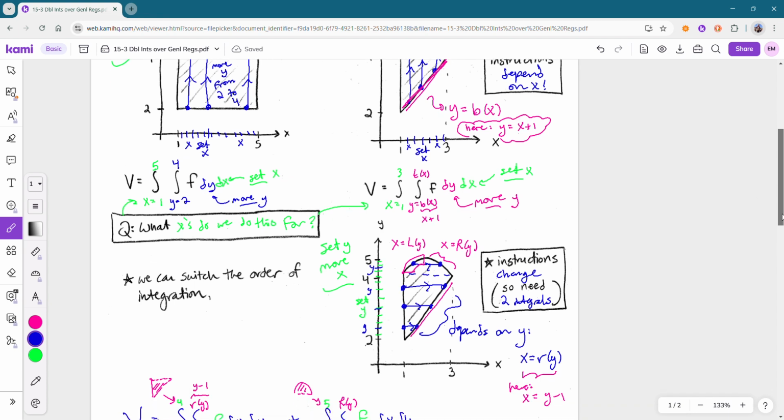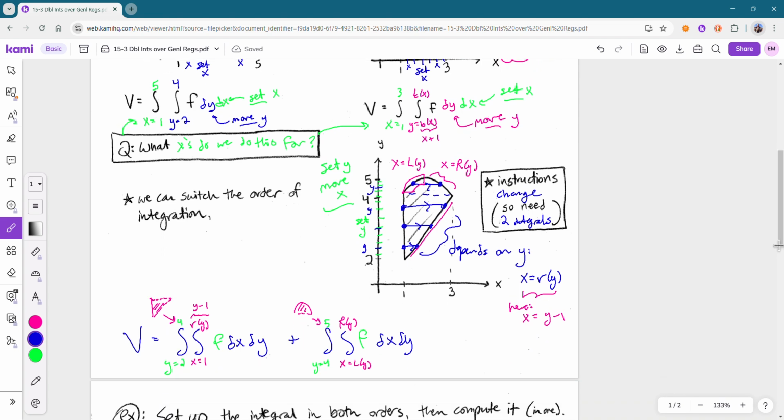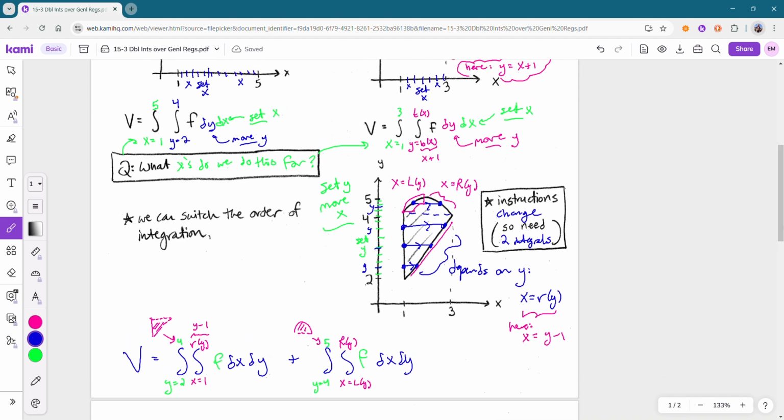And just like we saw here, we can definitely switch the order of integration, but things can change. In particular, the limits of integration change from what they were, and even the number of integrals. They at least can change. They don't have to, but they can change, like in our situation here. We had one integral in the first direction of cuts, and we needed 2 in the second.